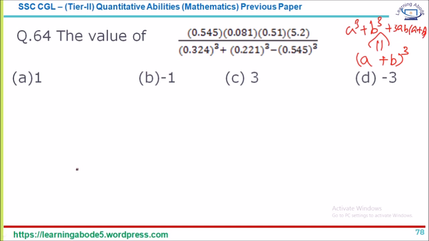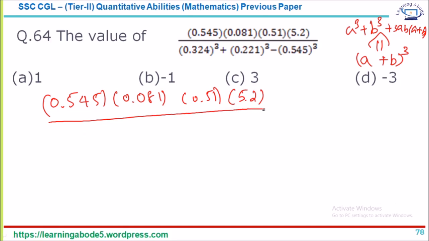Okay, now let's write this 0.545 into 0.081 into 0.51 into 5.2 by, now this 0.545 you can write it as A plus B whole cube, that is 0.324 and 0.221. If you add, you get 0.545, right? And so this whole A cube plus B cube thing will get cancelled.